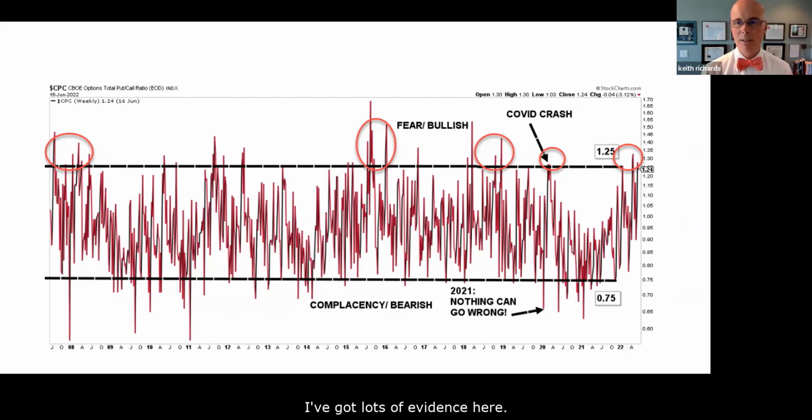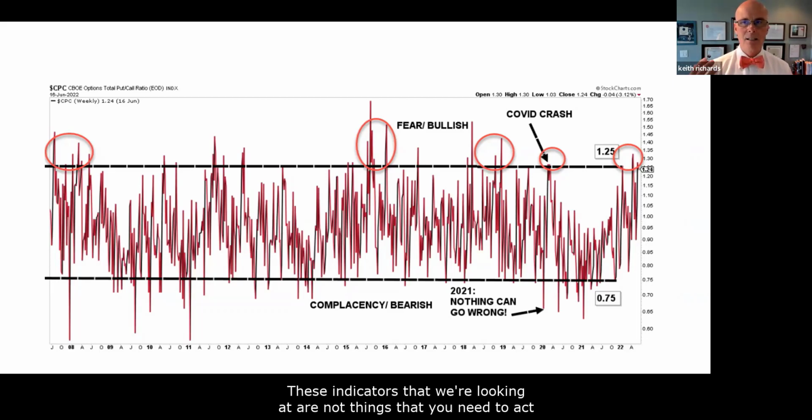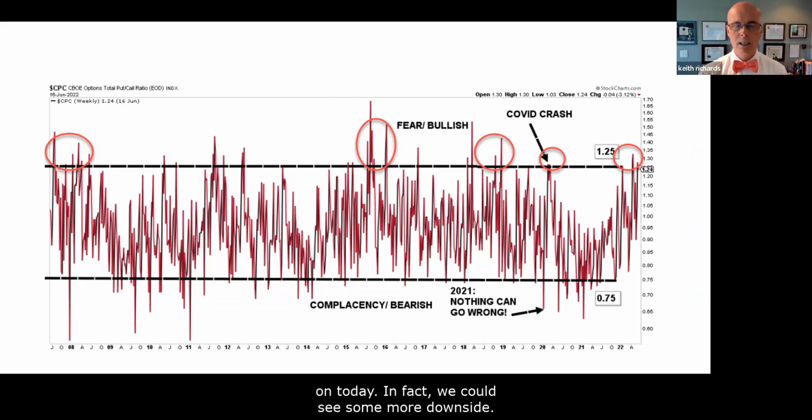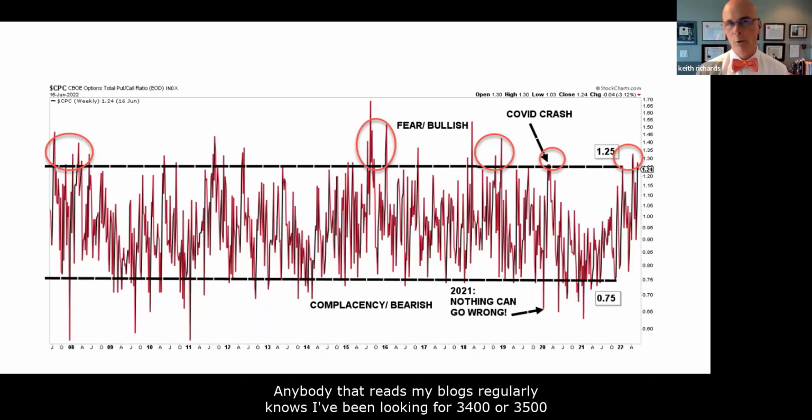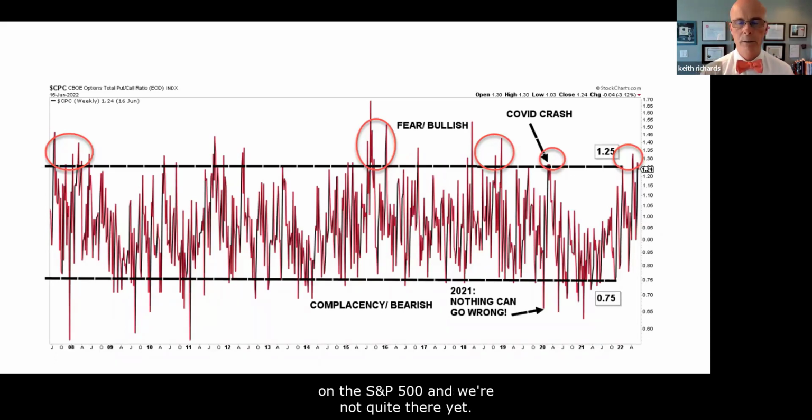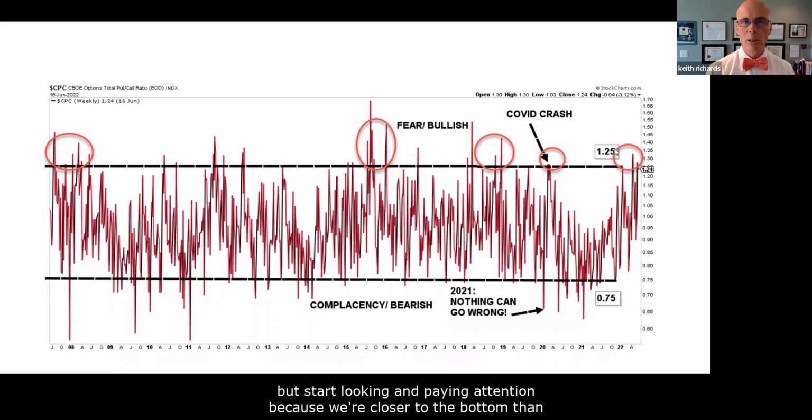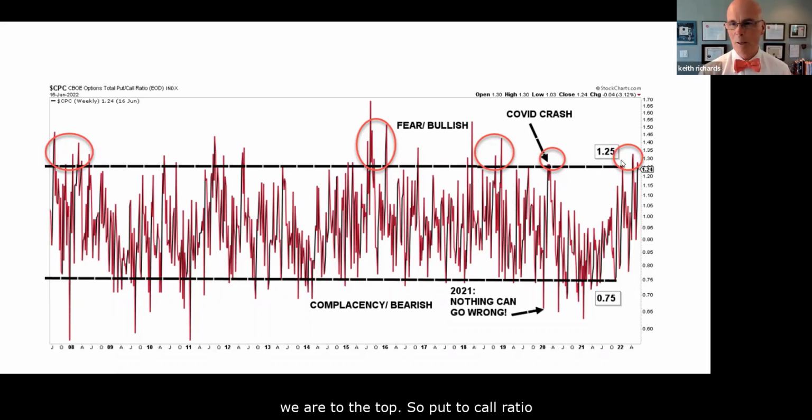I've got lots of evidence here. These indicators that we're looking at are not things that you need to act on today. In fact, we could see some more downside. Anybody that reads my blogs regularly knows I've been looking for 3,400 to 3,500 on the S&P 500, and we're not quite there yet. The point I'm trying to make is not run out and buy today, but start looking and paying attention, because we're closer to the bottom than we are to the top.